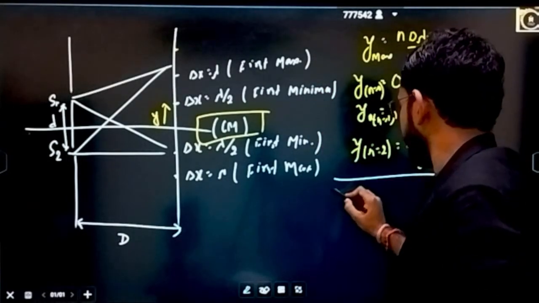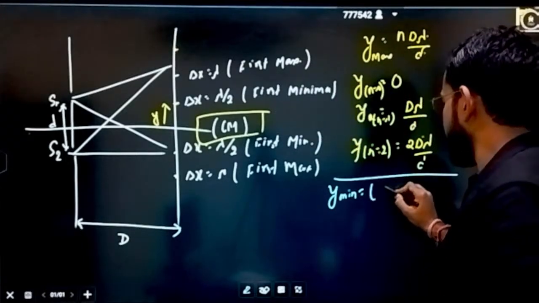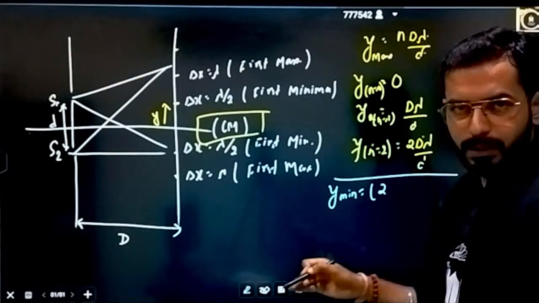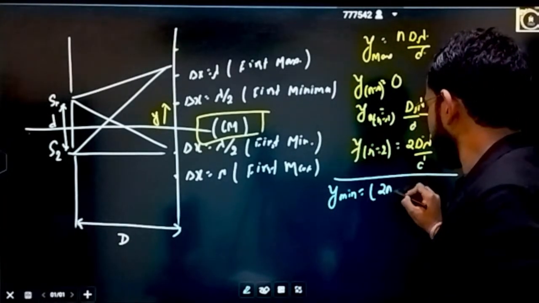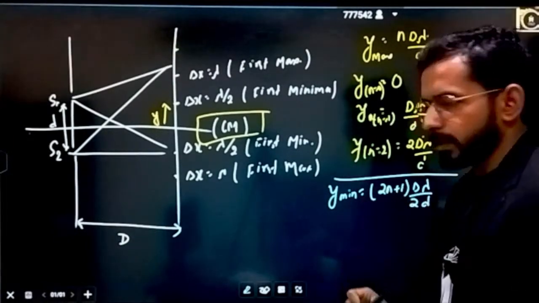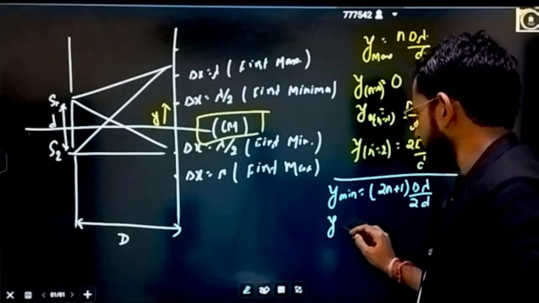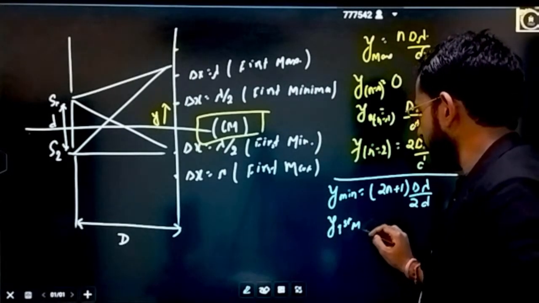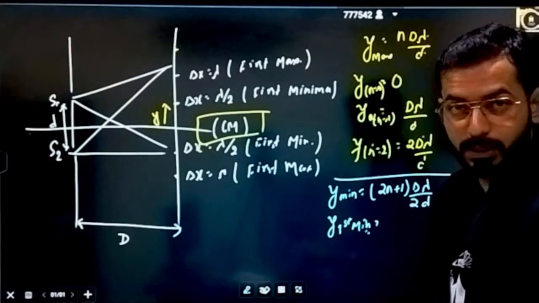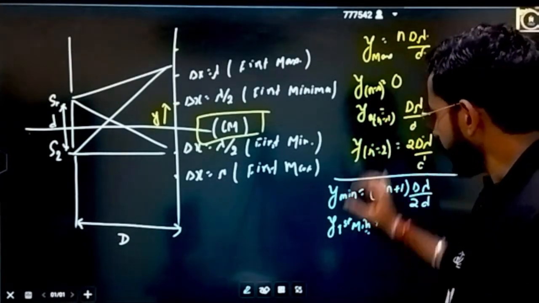If I ask you the position of minima, how have you written it? You have written, sir, it is equals to (2n+1) lambda D by 2d, correct? This way you have written in general. So if I ask you, tell me the position for first minima, how will you write it? I will tell you a better method to write it. That's why I'm just concluding everything.